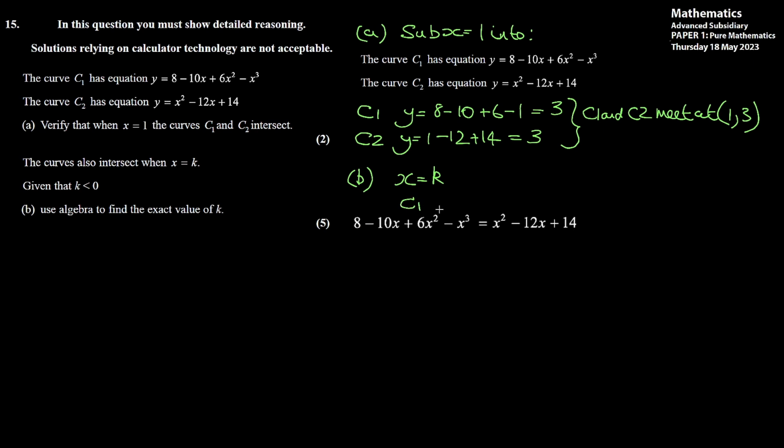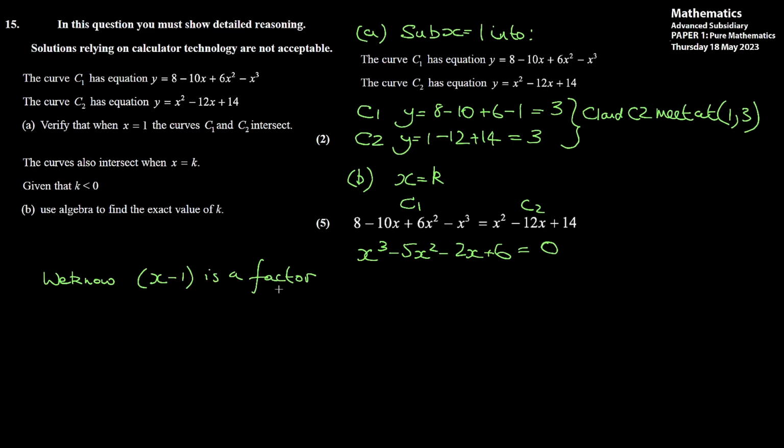So this is C1 and this is C2. And we've just got to move these all around to form a single cubic. If you do that, you'll get that x cubed minus 5x squared minus 2x plus 6 equals 0. And we know that x minus 1 is a factor of this cubic because we know the curves meet at x equals 1. Now, I personally hate doing algebraic long division. I'd much rather take this out as a factor and assume that the remainder is a quadratic.